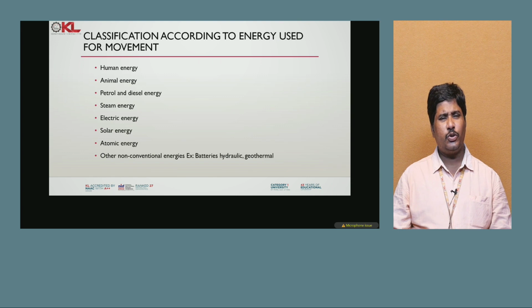Classification according to the energy used for moving the vehicles or the persons, based upon the type of energy used. First one is human energy, animal energy, petrol and diesel energy, steam energy. In olden days, by means of steam only the rails were supposed to move. Electric energy, nowadays solar energy and atomic energy, other non-conventional energies like batteries, and hydraulic and geothermal energy.